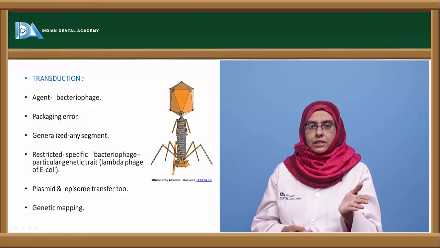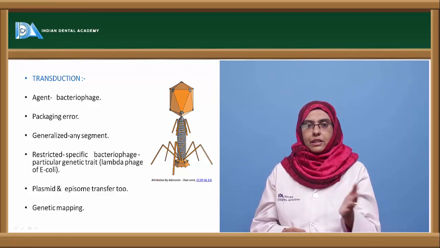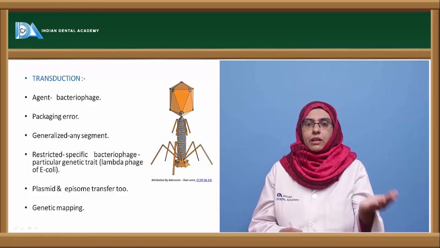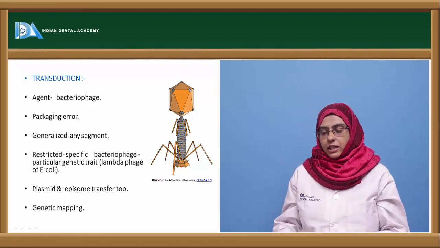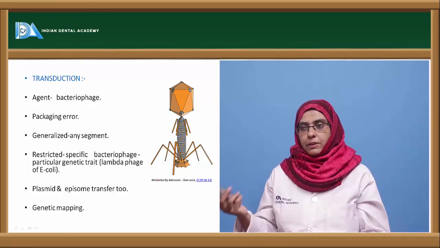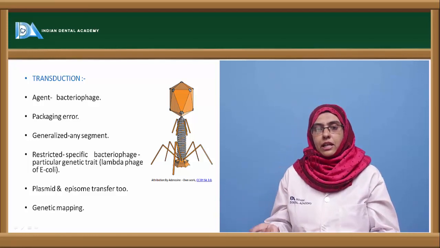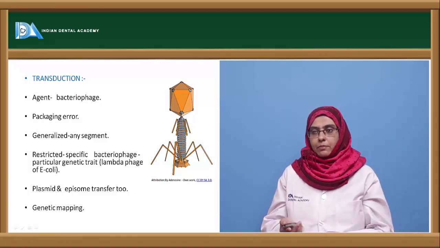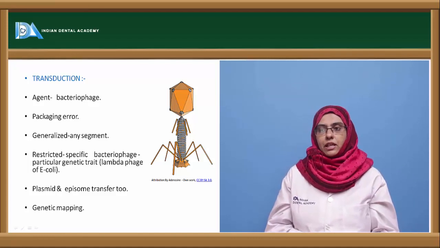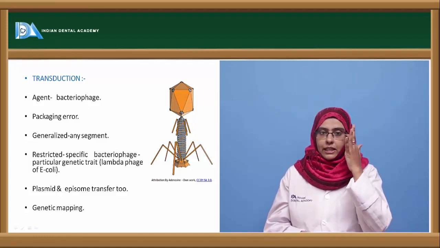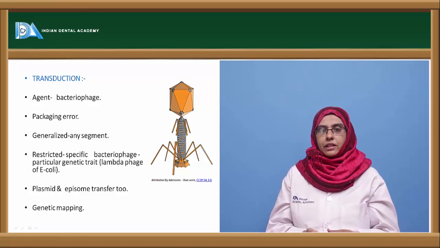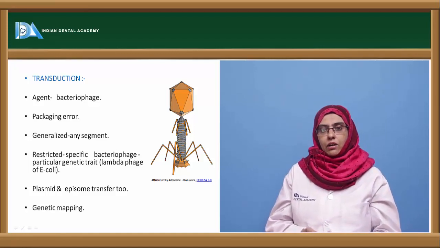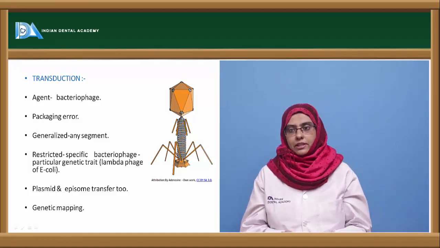When the lytic cycle is taking place, it is generalized transduction. Any part of the bacterial chromosome can be transferred to the recipient bacteria, or the bacteria which is infected by this particular type of bacteriophage. An example of a specialized bacteriophage is the lambda phage of E. coli, which can transfer specific genes called gal or bio genes during its transduction.